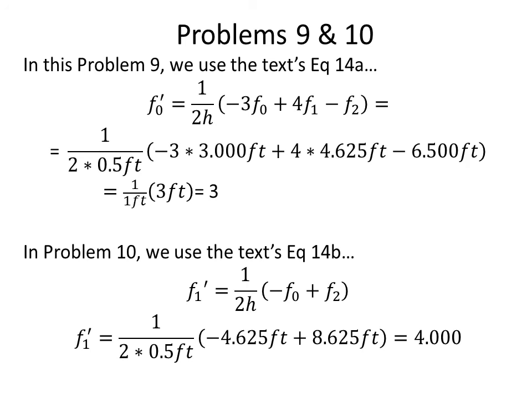And I did that properly in problem 10, where I'm using the centered formula to find the slope at x equals 5, I believe, and there I did get a slope of 4.000 as my result. Again, the units are unitless because it's feet over feet.